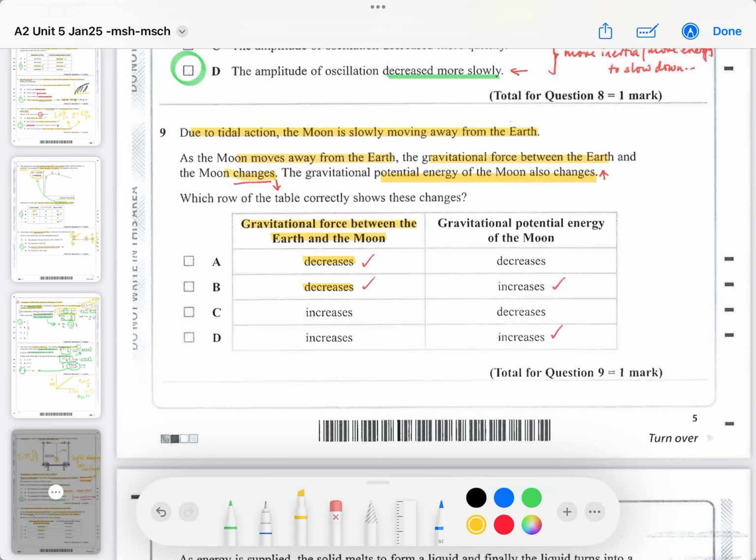Well, it's going further from the Earth, and just from your GCSE knowledge, you know if you increase the distance, you increase the potential energy. So this is quite an easy question because it's just conceptual, no maths involved, don't have to spend time on it. The only one with 2 ticks is therefore B.